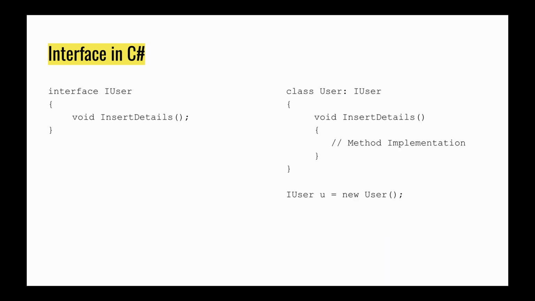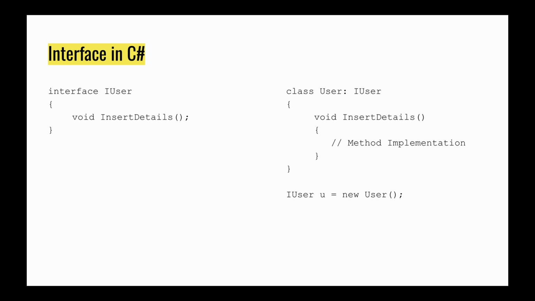We can define an interface using the interface keyword. Below is an example of defining an interface using the interface keyword. If you look closely at the code snippet above, we have defined an interface, IUser, using the interface keyword with the signature of the insertDetails method. Any class or structure can now implement the IUser interface by defining the insertDetails method.